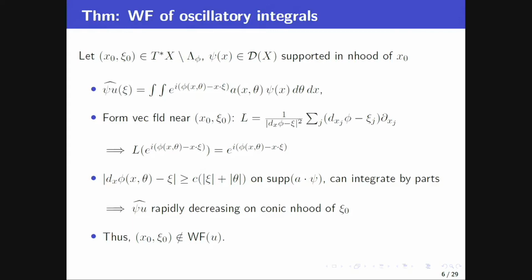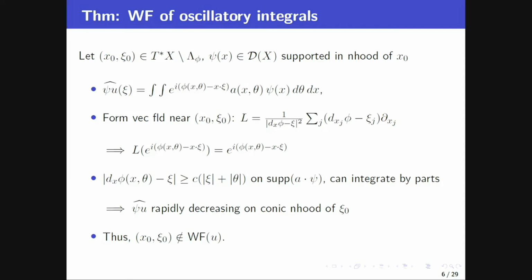We're going to show that using the definition of the wavefront set, defined yesterday and I think on Tuesday also. We're going to show that if you consider a function psi in C0 infinity, then the Fourier transform is rapidly decreasing. This means that it's not in the wavefront set. So the calculation here: u, psi, Fourier transform, the phase function is phi of x, theta minus x dot xi, a, and psi. And now we're going to use integration by parts.